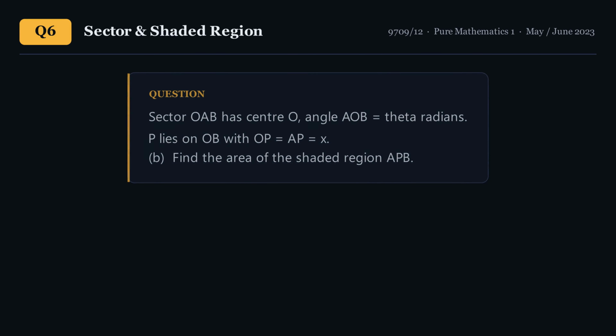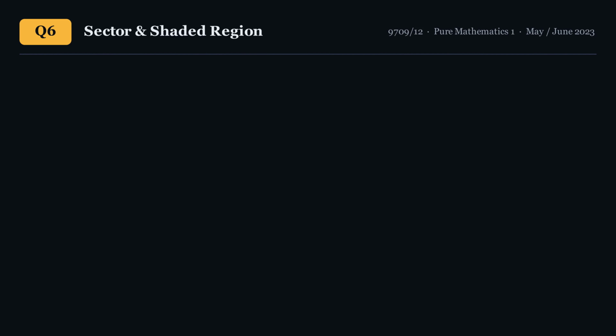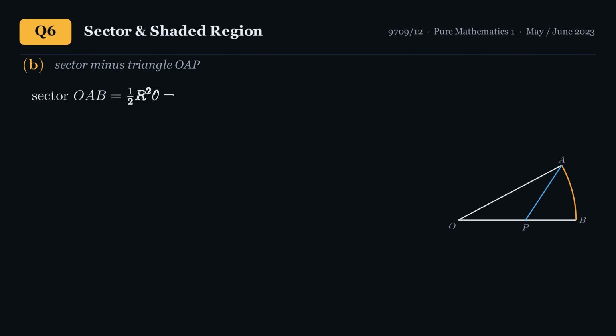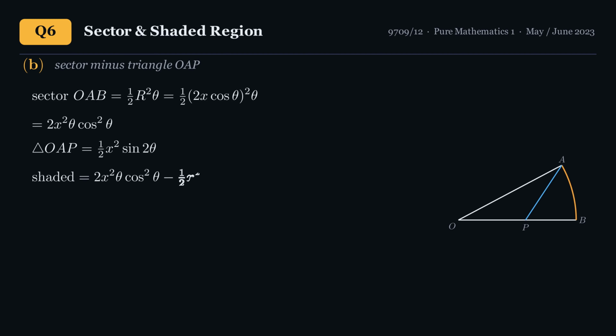Now let's work through the solution step by step. Shaded area equals sector minus triangle OAP. Redraw the diagram. Sector OAB, half r squared theta. Substitute r equals 2x cos theta. Triangle OAP, half x squared sine 2 theta. Shaded area equals sector minus triangle. That completes question 6. Question 7.